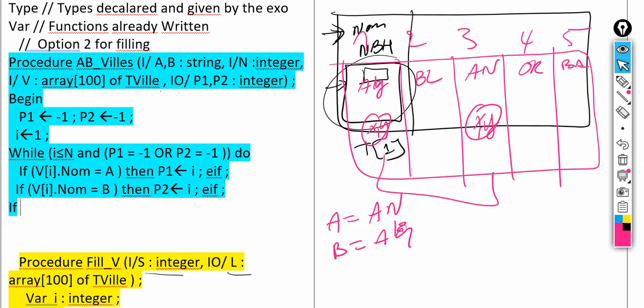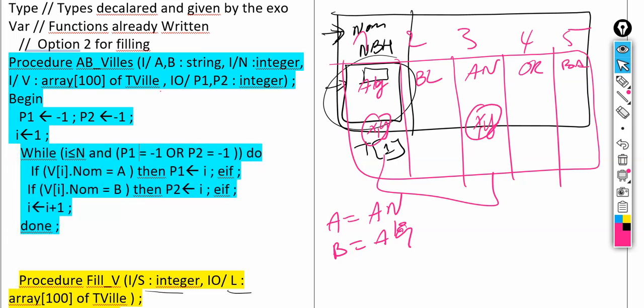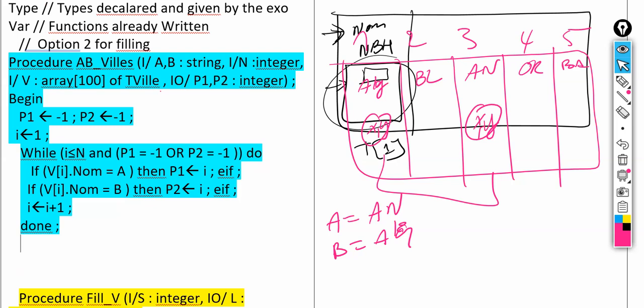And of course, don't forget to increment I, all right? Don't forget to increment I to go to the next element. And this is how I will close my while loop. All right. This is it. End. So at the end of this procedure, I will have given the result in P1 and P2. And I can use P1 and P2 in the main algorithm.